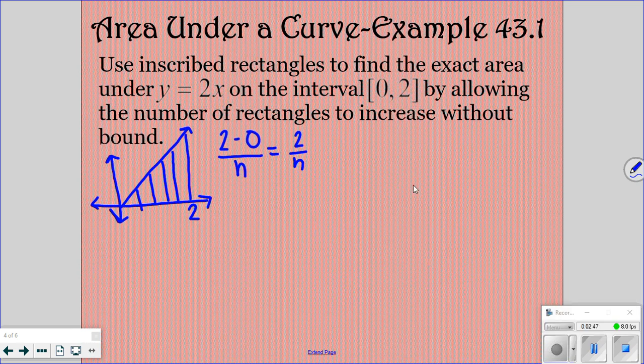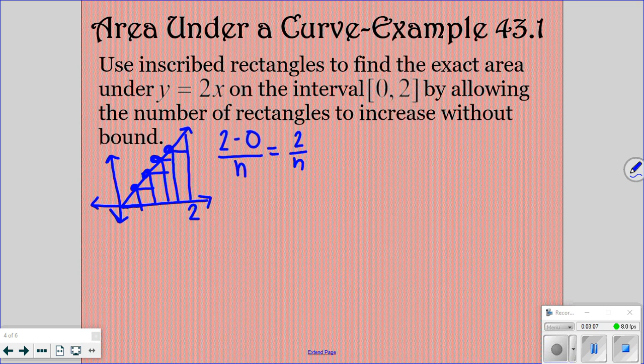So the first rectangle right here, there won't be a rectangle, so our first one is going to start here, and then the next one would be here, and then here, and then here, and then we'll never actually use 2 because we're coming from the left on these. So we're going to be using the left sides of our rectangles here.